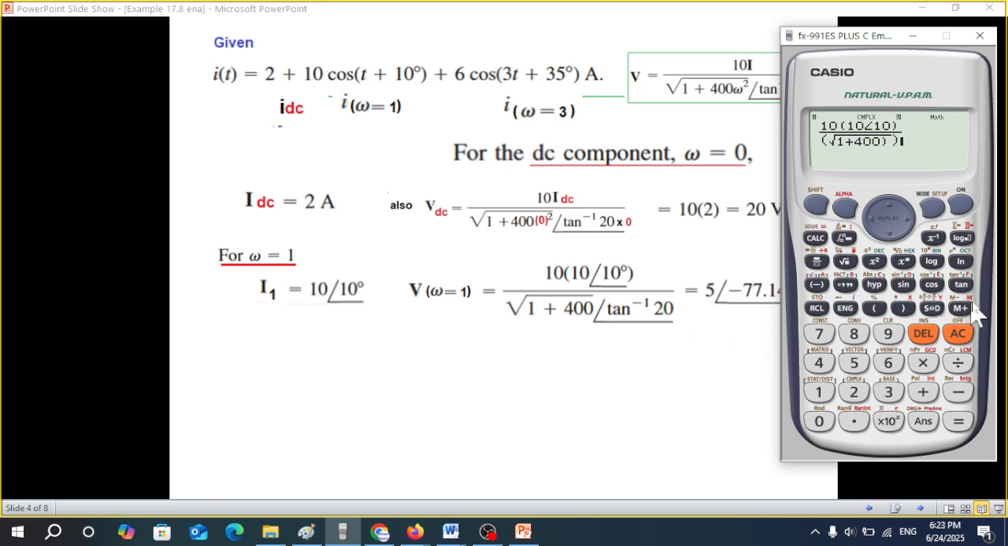And then the angle: shift, tangent inverse from here, tangent inverse 20, bracket close, move ahead, equal sign. There is an error, go back and see. Okay, so this small bracket should not be there. Okay, done.